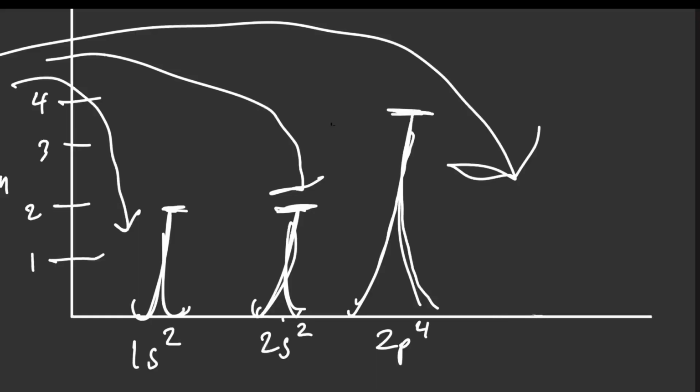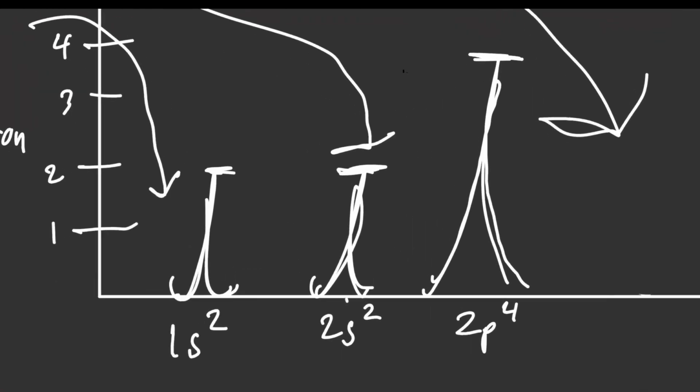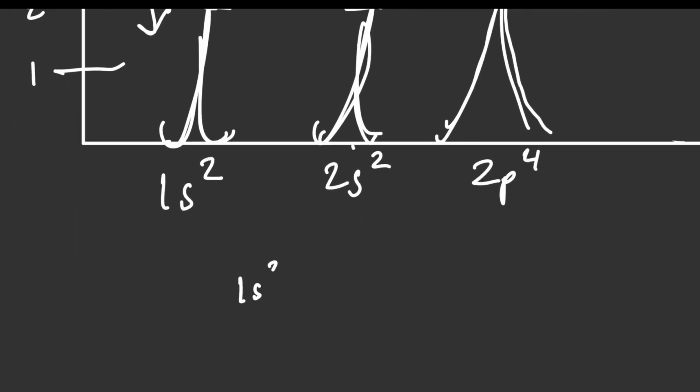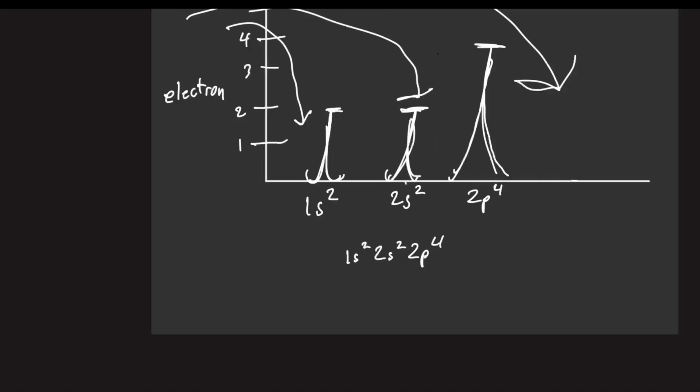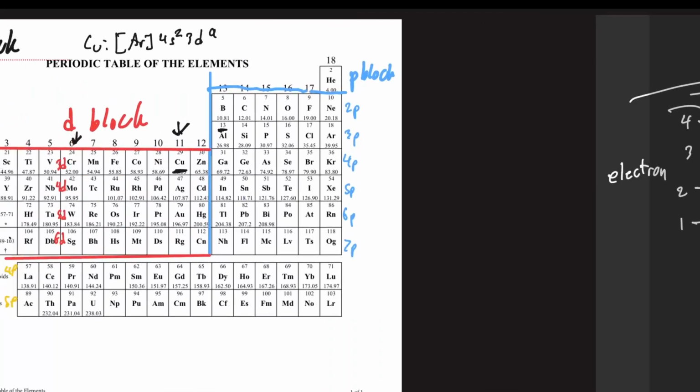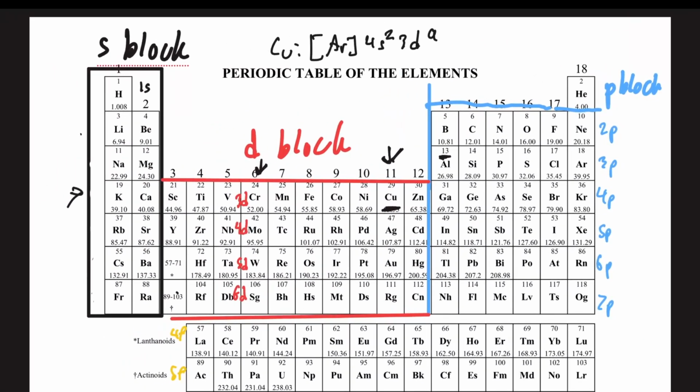So now, let's identify what element this is. Well, we'll write the configuration. So we know that it is 1s2, 2s2, 2p4. Oops, not 2. Actually, yeah, 2p4. So now, we look over here. Which element would that be? Give you guys about 10 seconds.